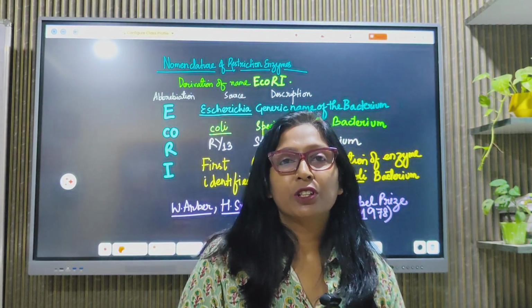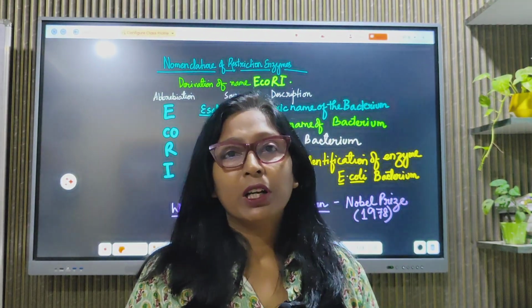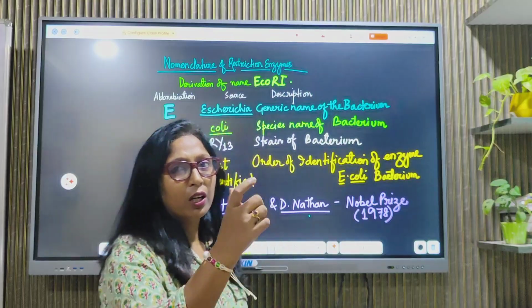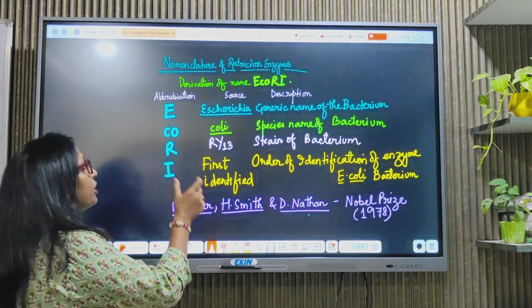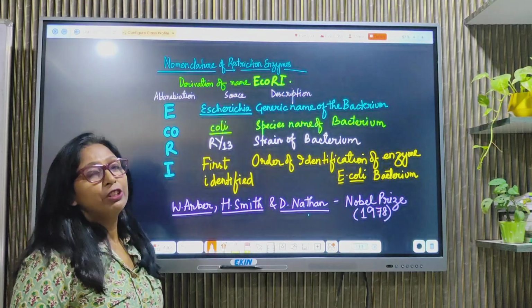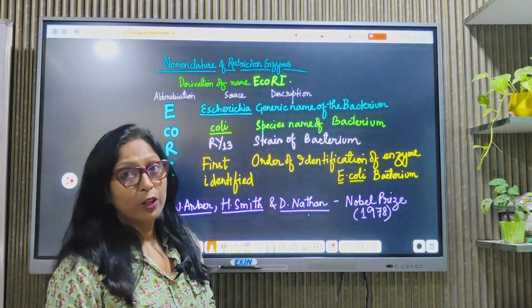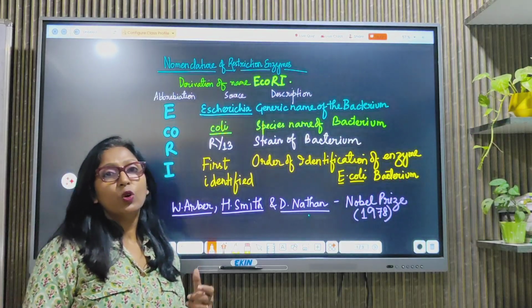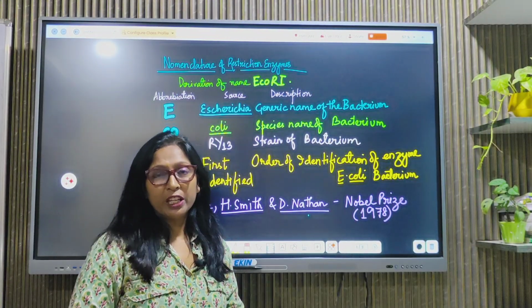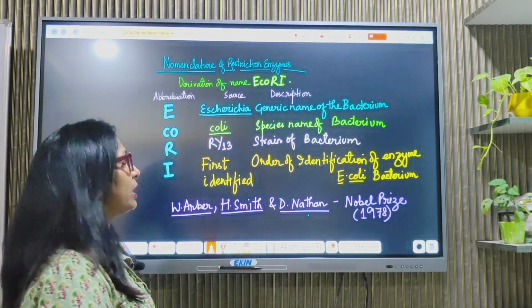Biotechnology, a very important chapter in class 12 biology. And today we have picked up a very important topic from the chapter talking about the nomenclature of the restriction enzymes. And to begin with, we have the most important restriction enzyme, EcoR1. So how do we name it? How do we derive the nomenclature?